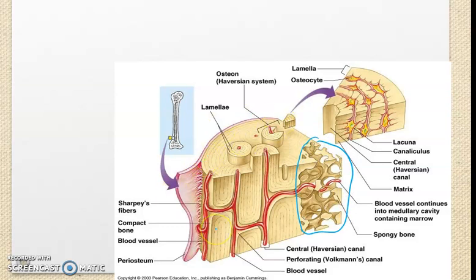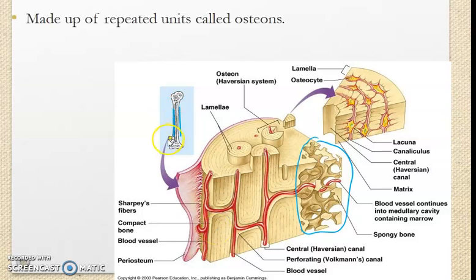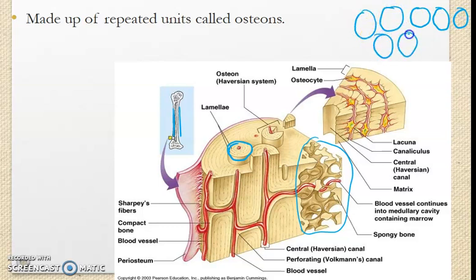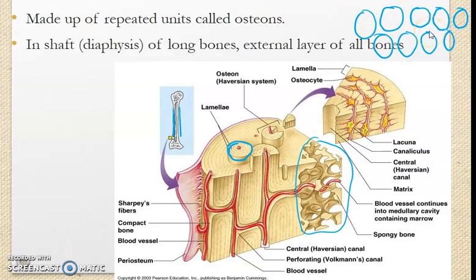This is the shaft of a long bone. So this is in this region right here. And compact bone has these repeated units called osteons. So this round thing right here is an osteon. And there's several osteons in compact bone. So I'll draw the picture here. I can have several of these osteons. That is what compact bone is. These repeated circles. Now, it's in the shaft of long bones and the external of all bones.